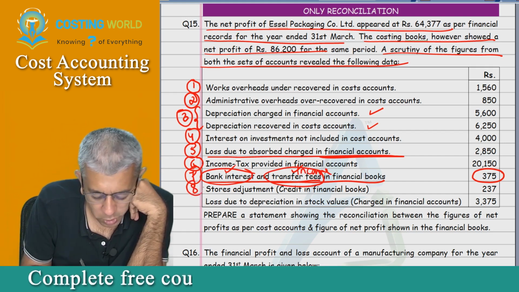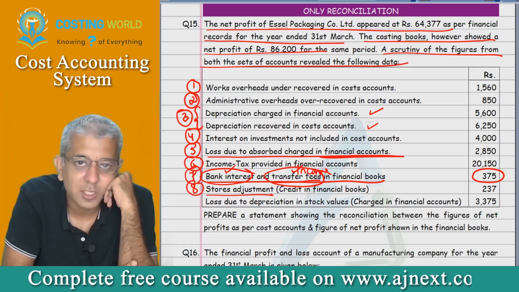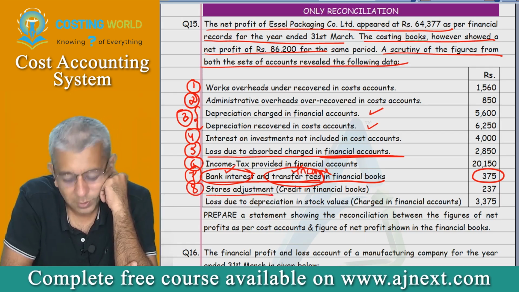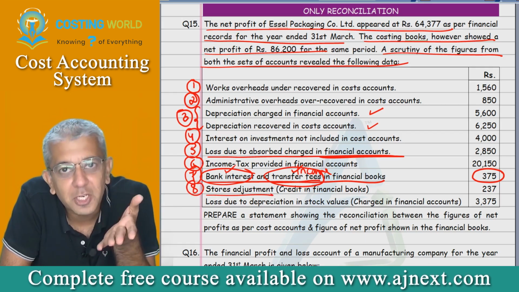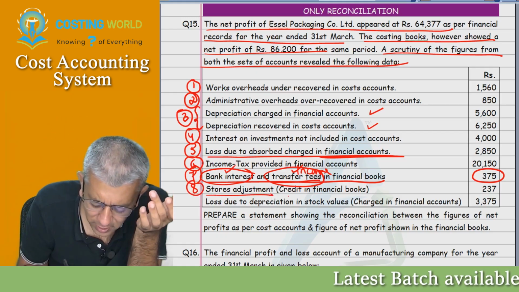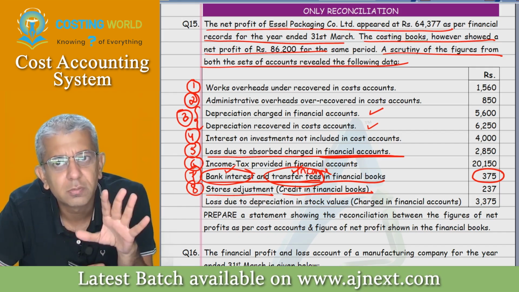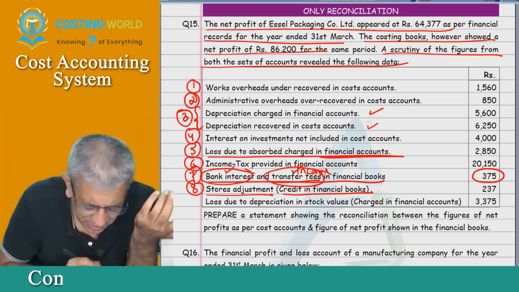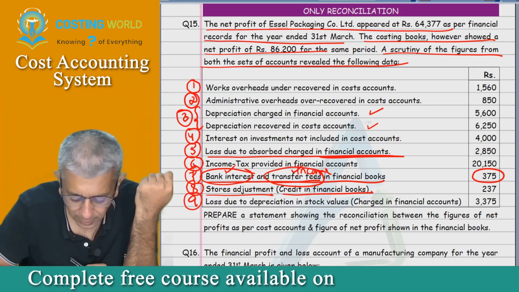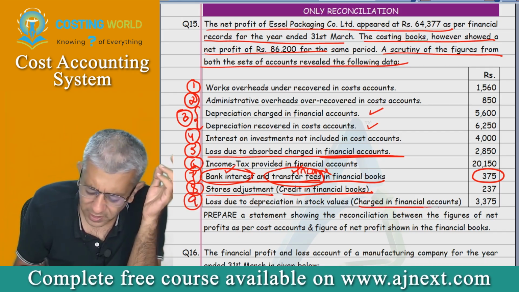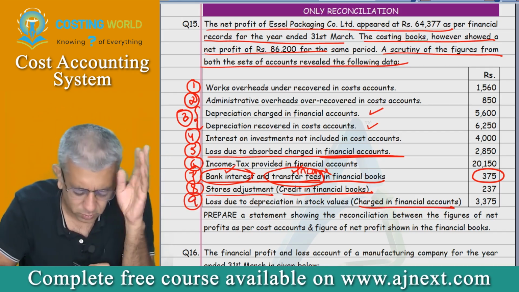Now, stores adjustment. Again ask me, sir, what is this adjustment? I am hell interested. Don't ask the same stupid question. Okay, it is credit in financial books. Can you say this will be income only in financial? Rest we are not interested here. Further, loss due to depreciation in stock values charged in financial books. So therefore again this is expense only in financial.